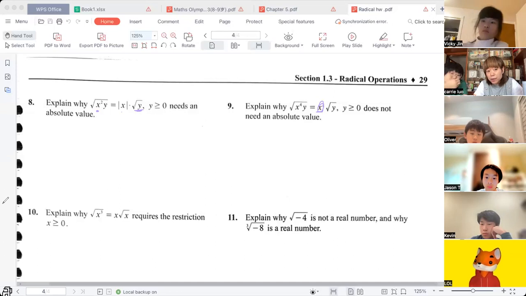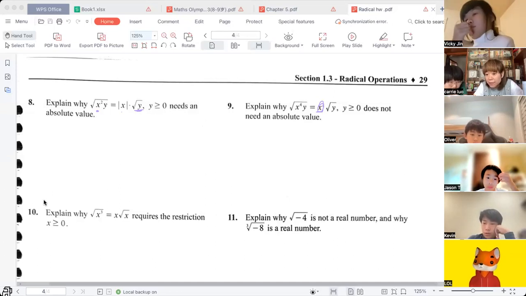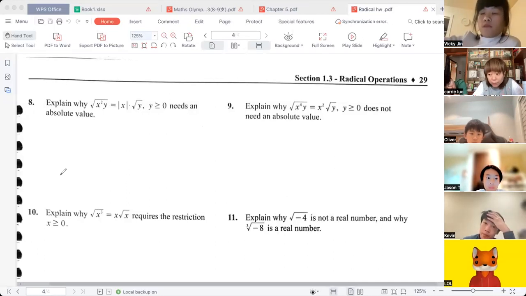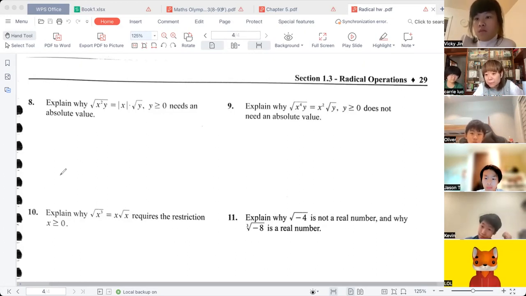You don't have to put an absolute value sign on top of it. Understand, everybody? So this is very important. Kevin, listen carefully. If the thing inside the radical you take out of the radical, you cannot be sure the thing outside the radical is positive. You need to put an absolute value sign on top of it.